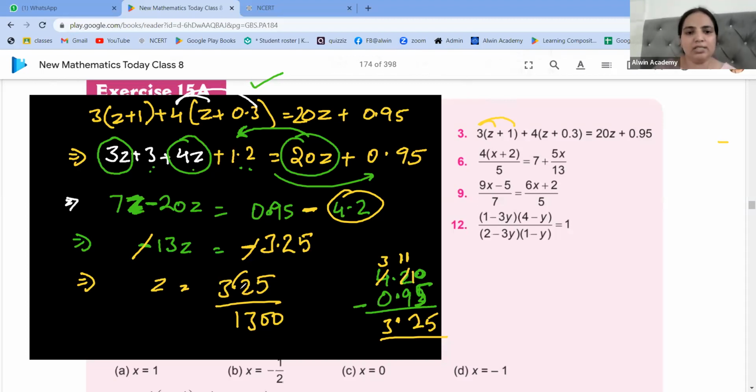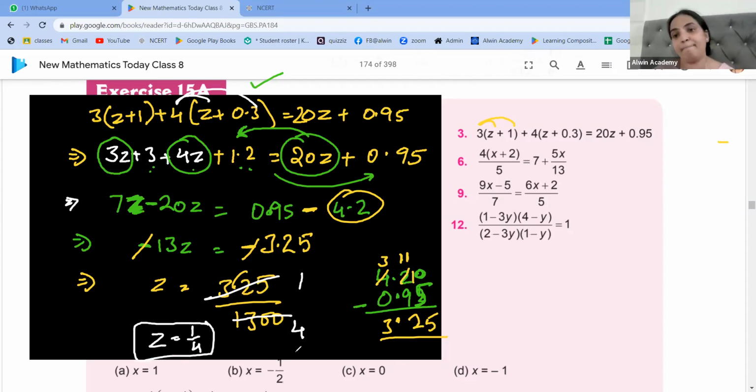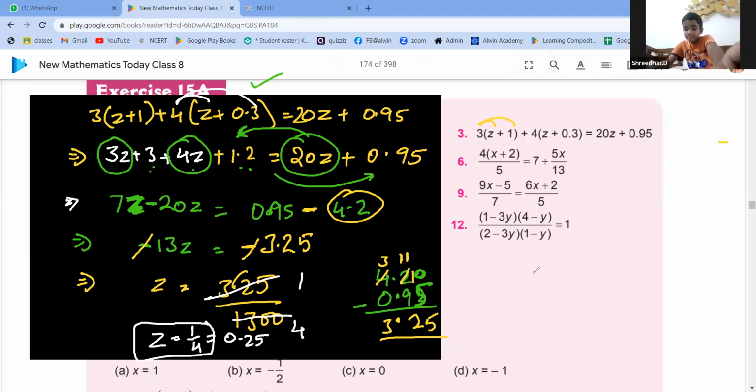And that means this is 1 over 100 and this is 4 over 100. So z is equal to 1 by 4. But you cannot leave your answer as 1 by 4. Why not? Because you didn't have any fraction in your question. Yes, ma'am. It was in decimals. So you will have to leave the answer also in decimal. 1 by 4 is 0.25. This is how you will leave your answer. Got it, children?